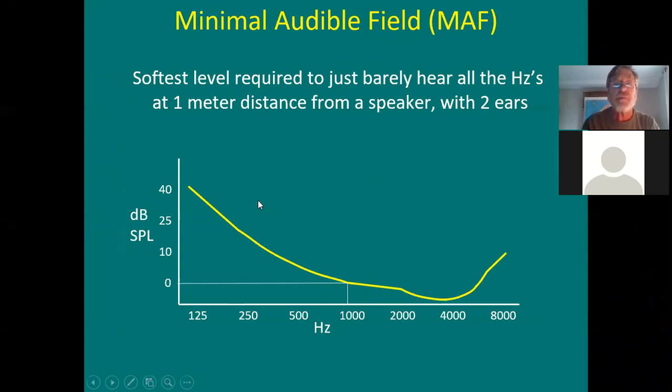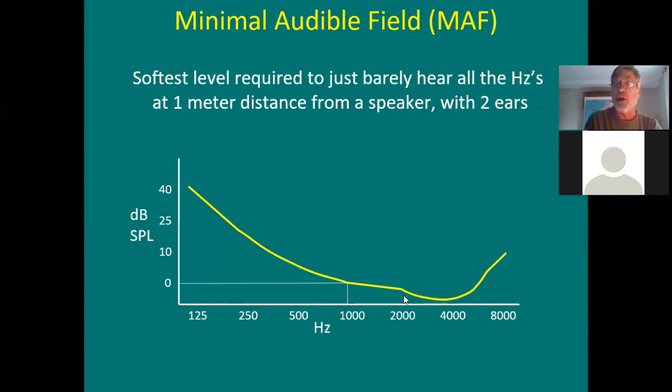Here we have the softest level required to just barely hear all the different frequencies at 1 meter distance from a speaker with 2 ears. And you'll notice that at 1000 Hz, we called that 0 dB SPL. What pressure was that against the eardrum? 0.0002 dynes per centimeter squared. And they called that pressure 0 dB sound pressure level. And when they play the same game at all the other frequencies, you'll end up with a curve. And some frequencies we even hear better than 0 dB SPL.